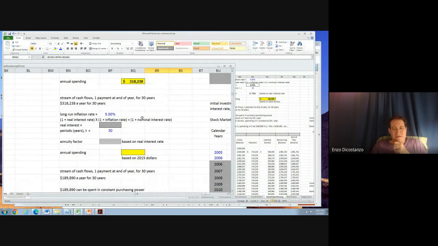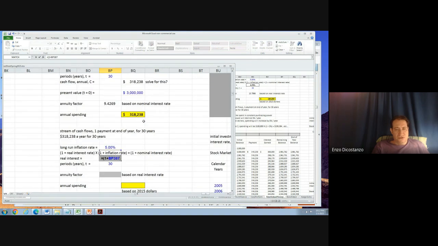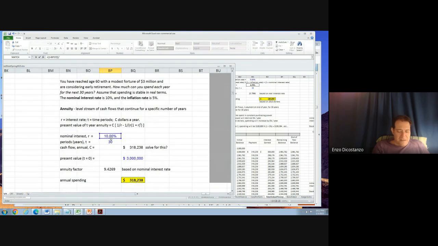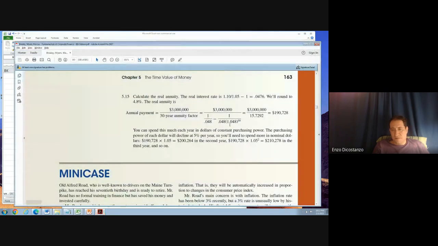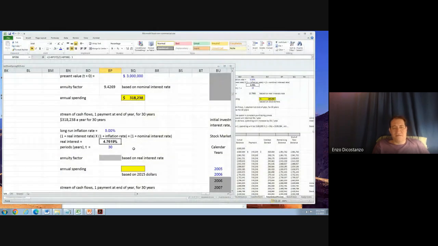Okay. So now the real interest rate equals parenthesis 1 plus the nominal rate, which is 10, divided by 1 plus 5, minus 1. 476, and you can increase this a little bit, 4.7619. Let's look in the book. Yeah, the real rate is 4.8. Yeah, 4.76. All right, so we're right there. Okay, we're correct on that.